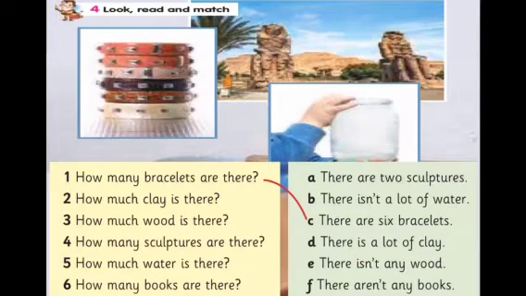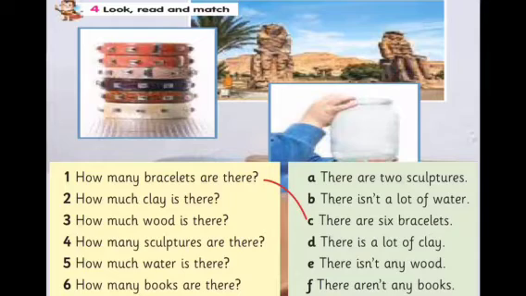Number 3, how much wood is there? The word wood here is uncountable too, so uncountable. So how much wood is there? Yeah, letter E. There isn't any wood.